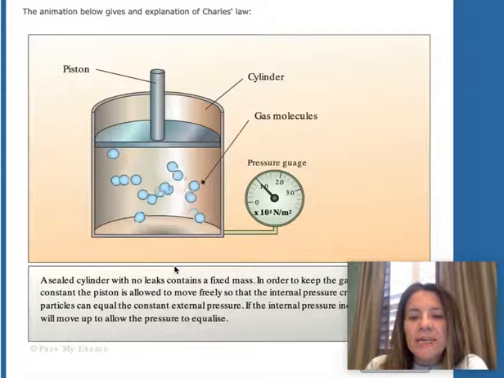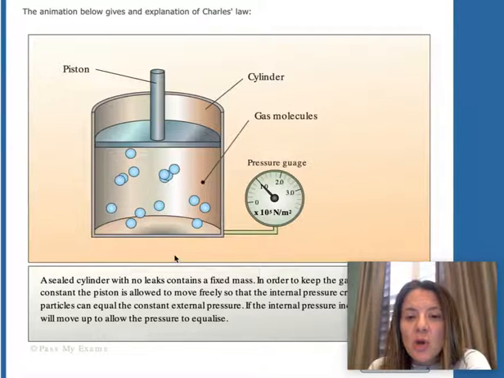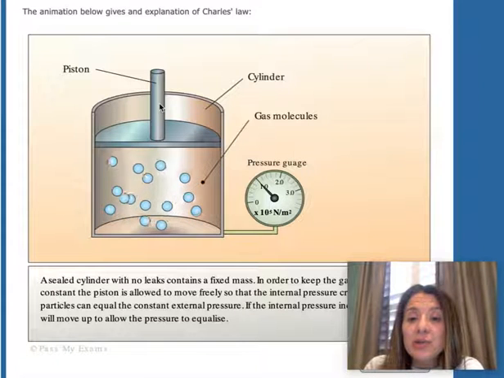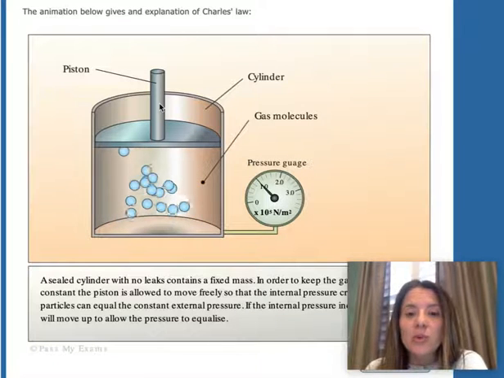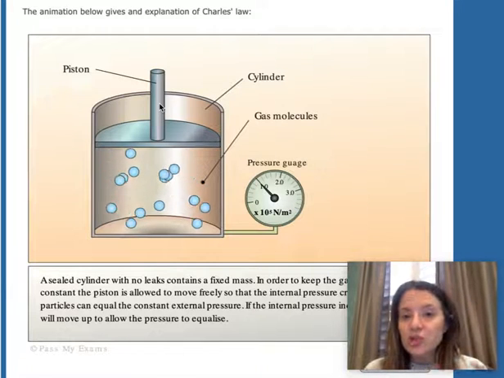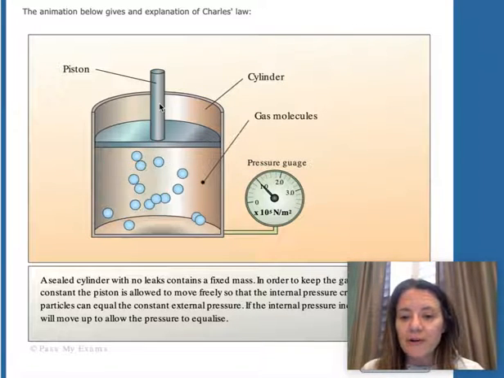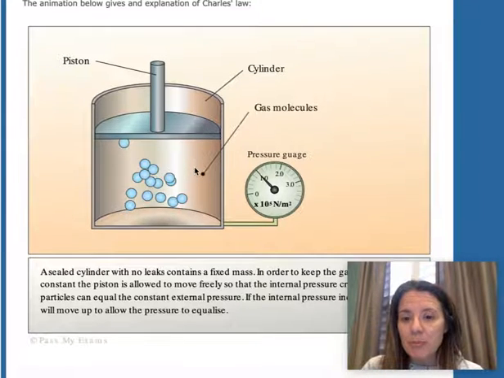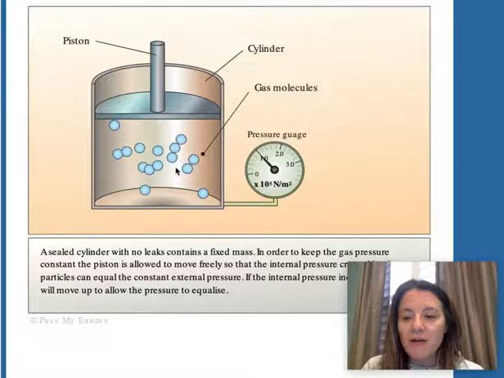In order to keep the gas pressure constant, we're going to enable this piston to move freely so that the internal pressure created by the gas equals the constant external pressure. Because remember, we want pressure to be a controlled variable. So let's take a look at what effect temperature has on the volume of this gas.